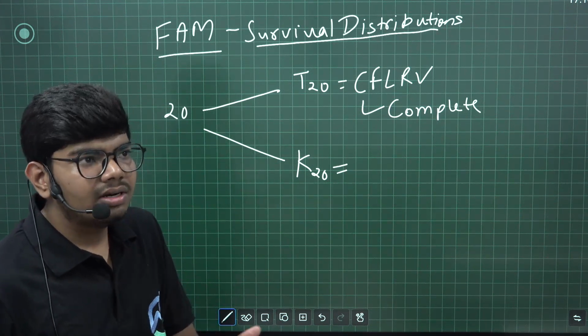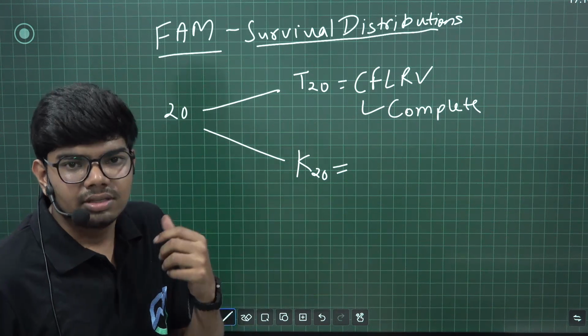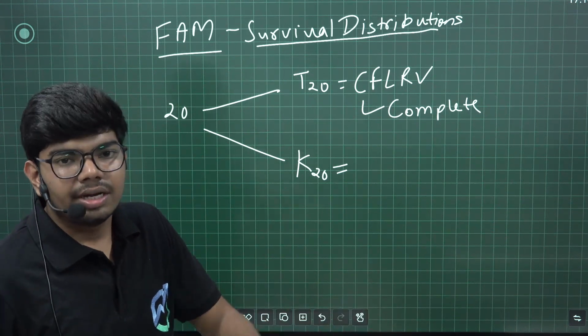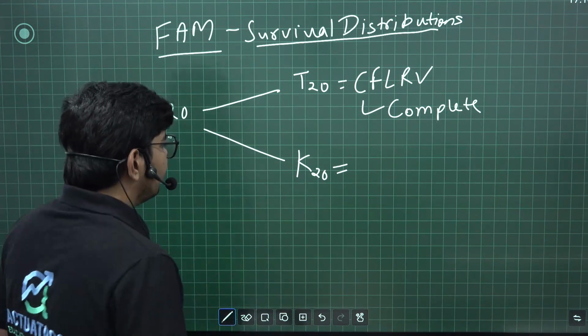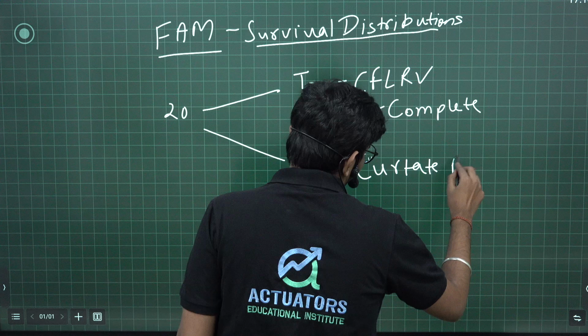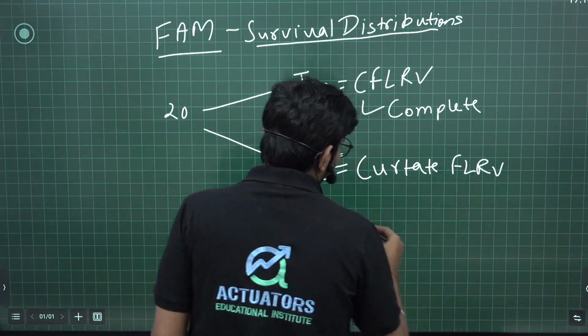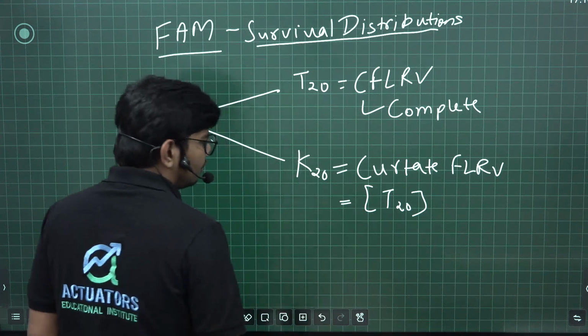Whenever you go to a government agency, it is possible that you are 20.54 years old, but obviously you won't say that you are 20.54. You will say that I am 20 years old, right? So what you are essentially doing here is you are interested in the curtate future lifetime random variable, which is nothing but the floor function of T20. And what is the floor function?